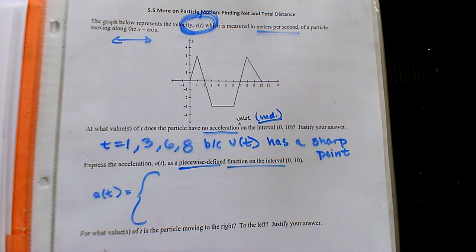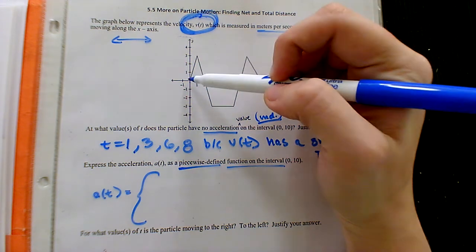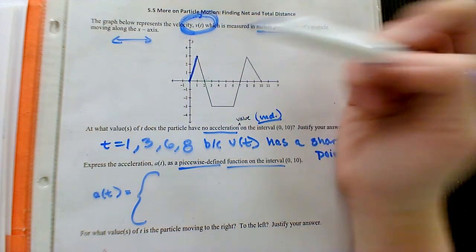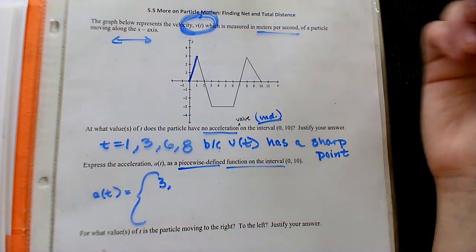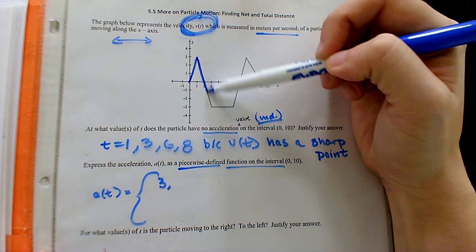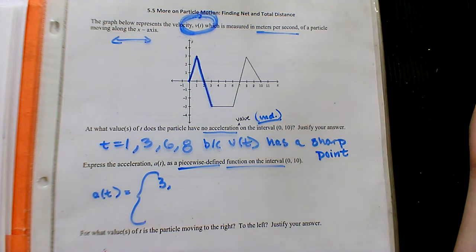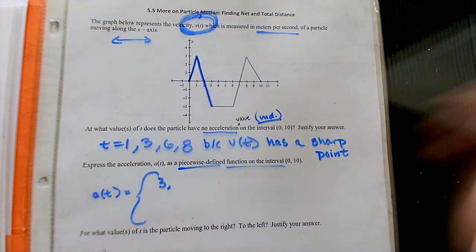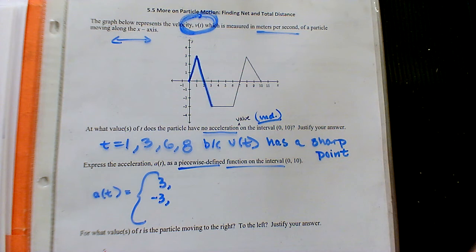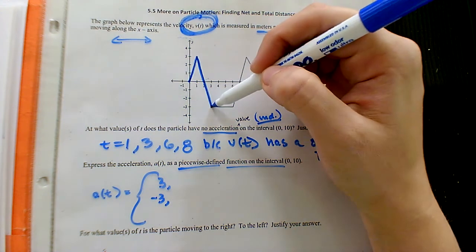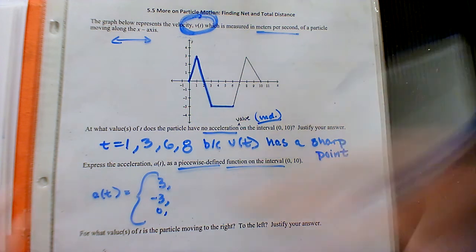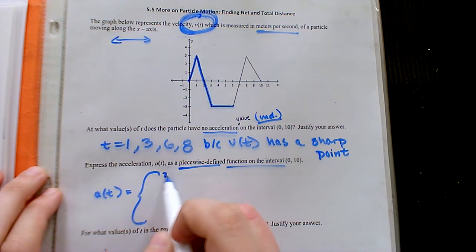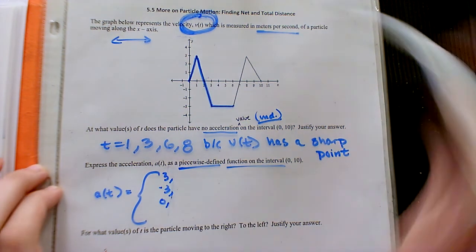Can we find the slopes? What about the slope of our first interval? 3, okay. We'll come back to the intervals in a second. What about the slope of the next line? Negative 3. Okay, if you do rise over run. Slope of the next, 0. All right, I got to write a little smaller here. So 3, negative 3, 0.